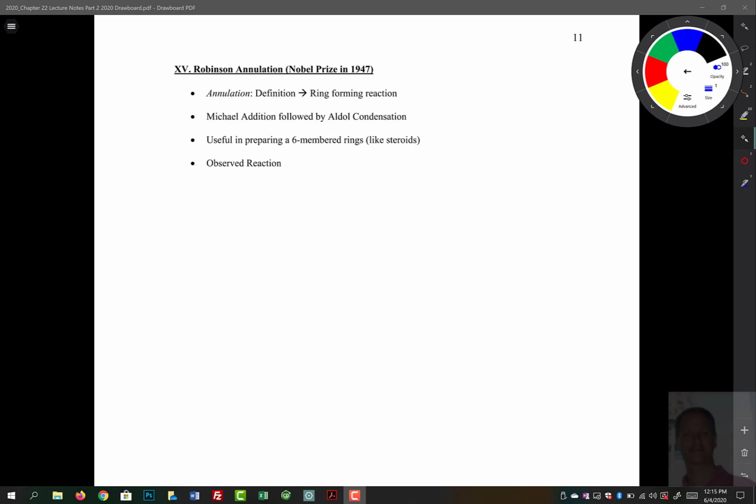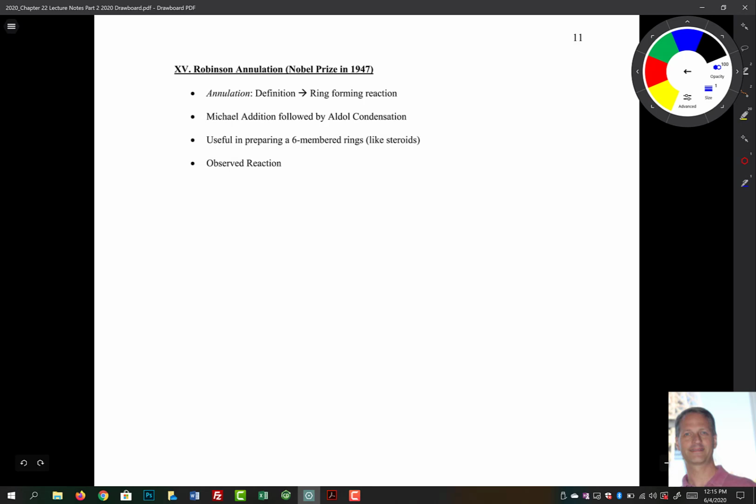The last reaction that we're going to see in this chapter is called Robinson annulation. Robinson won the Nobel Prize in 1947, a famous British chemist. So it is a Michael addition followed by an Aldol condensation.